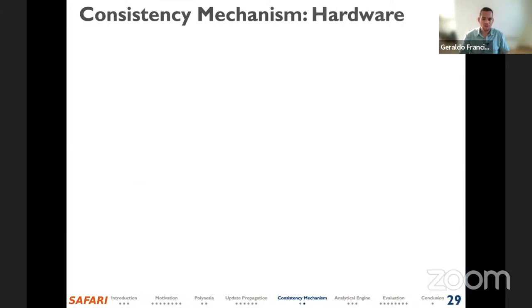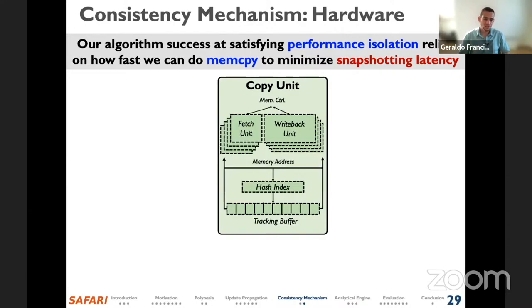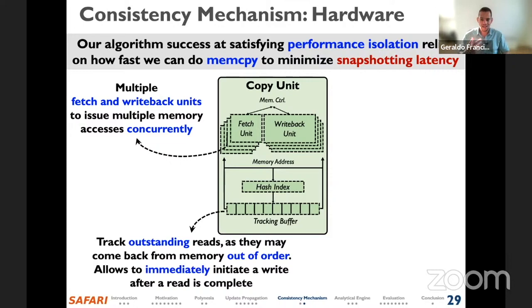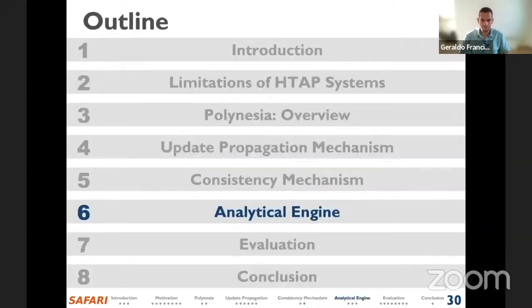To accelerate our algorithm, we employ a hardware accelerator that can do fast memory copying operations, which is similar to the copy unit we designed for the update propagation unit. The copy unit has multiple fetch and write back units to issue concurrent memory accesses to main memory, a tracking buffer to track outstanding reads from DRAM, and also triggering writes as soon as reads arrive back from DRAM, and a hash index used to accelerate the read lookups into the tracking buffer.